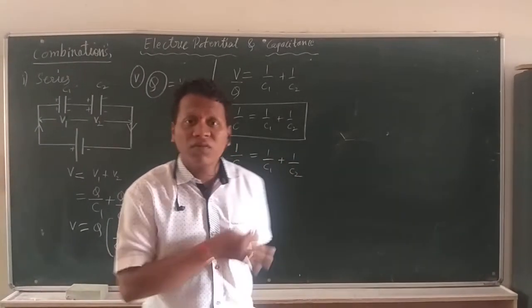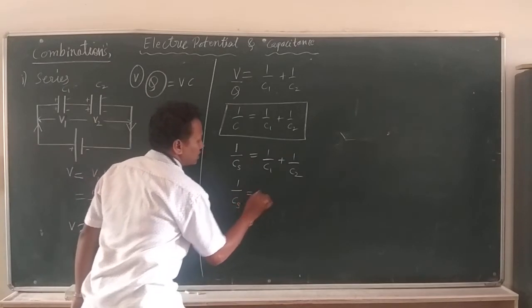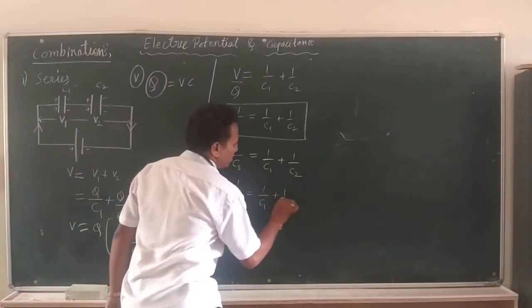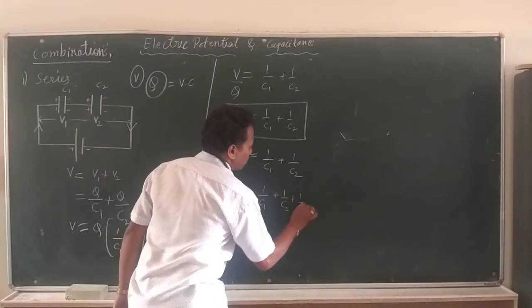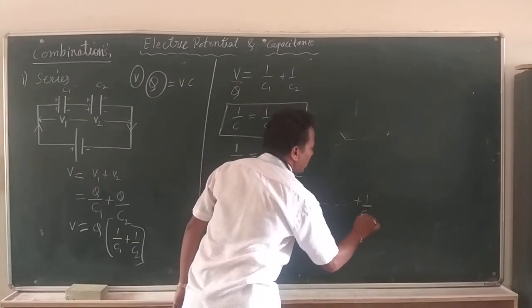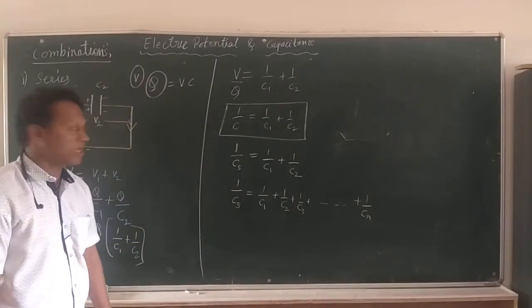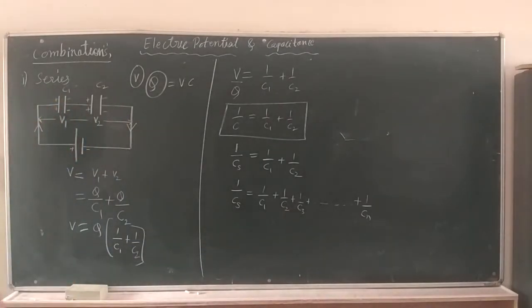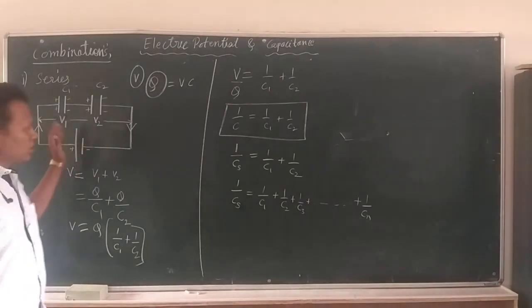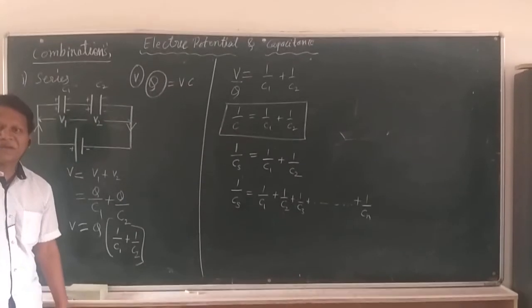If n number of capacitors are connected, then we write the formula 1 by CS is equal to 1 by C1 plus 1 by C2 plus 1 by C3 plus so on up to 1 by Cn. This is the equivalent capacitance of capacitors when they are connected in series combination. Okay, let us move on to further things. We'll go for the next combination.